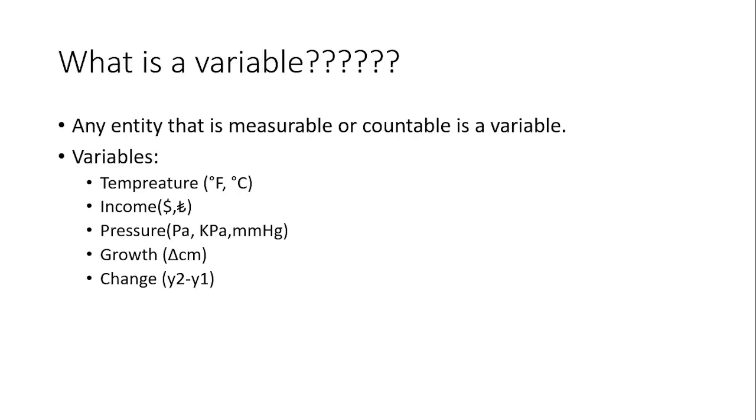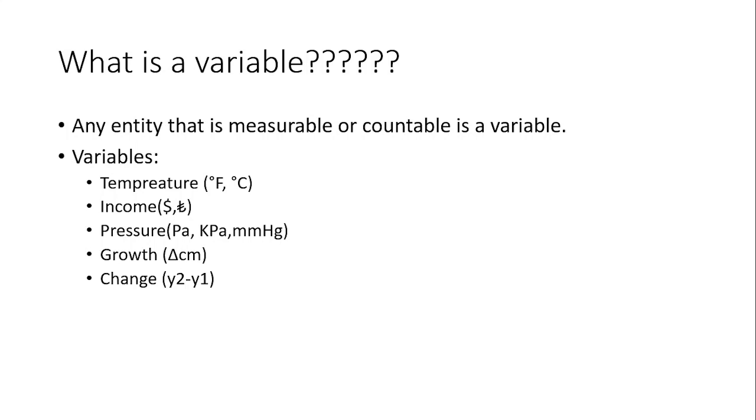So, what is a variable? A variable is an entity or something that you can measure or count. So, something that is measurable or countable is a variable. Let me give you some examples: temperatures. We can measure temperature in Fahrenheit, Celsius, Kelvin, or income, like the amount of money that you can earn in a month, that you can measure.